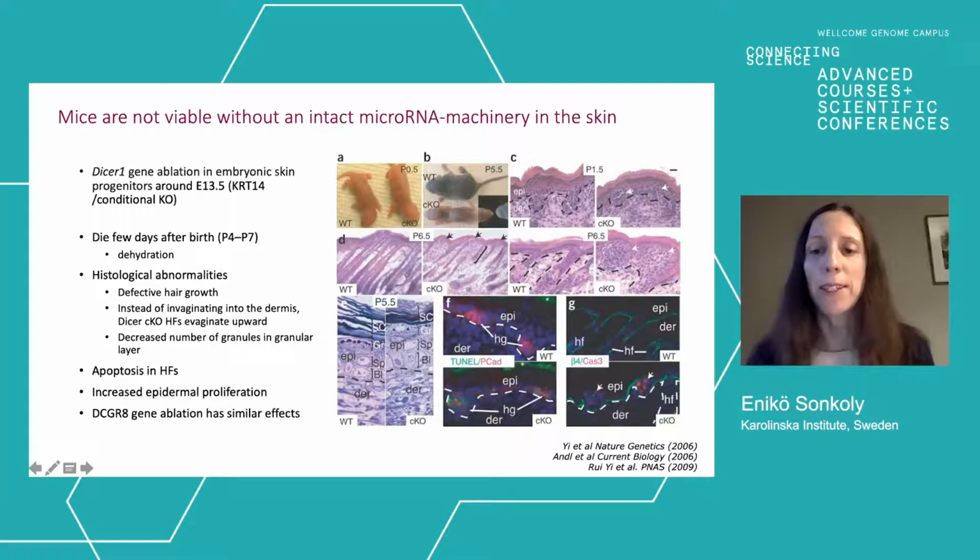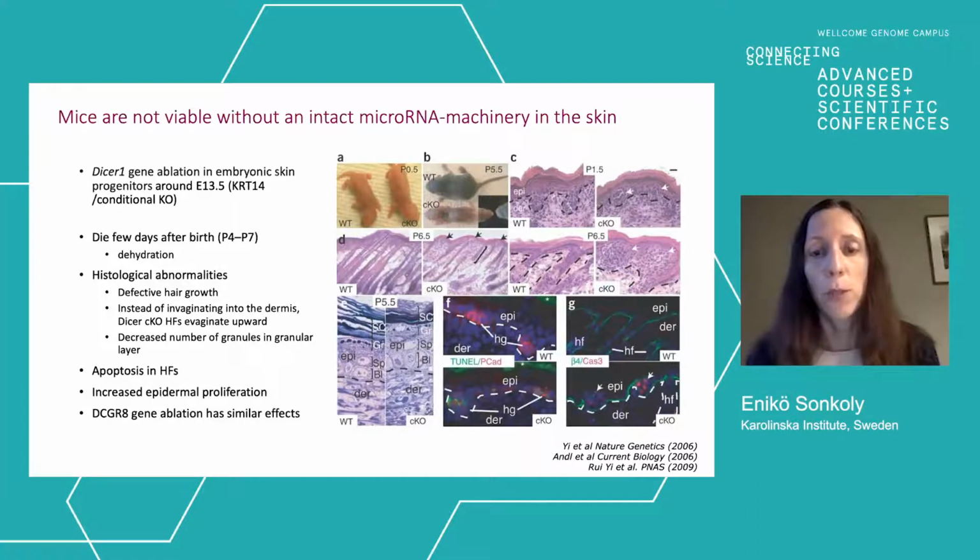And when their skin was examined more closely, there were several histological abnormalities observed. What was most apparent was that their hair growth was deficient, that the hair follicles were upside down, basically. Instead of invaginating, they were evaginating upwards. And what could also be observed is that the interfollicular epidermis showed some abnormalities. There was an increased epidermal proliferation, and there was also a decreased number of granules in the granular layer.